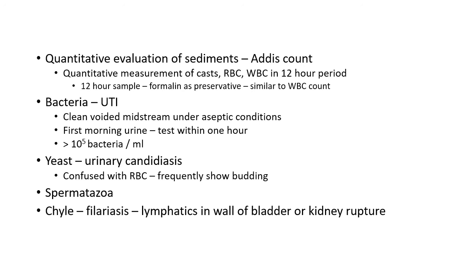Chyle is seen in conditions like filariasis, when the lymphatics in the wall of the bladder or kidney may rupture, and lymph with its fat droplets escapes into the urine to give a milky appearance. And as I said already, fat can be stained with Sudan 3.